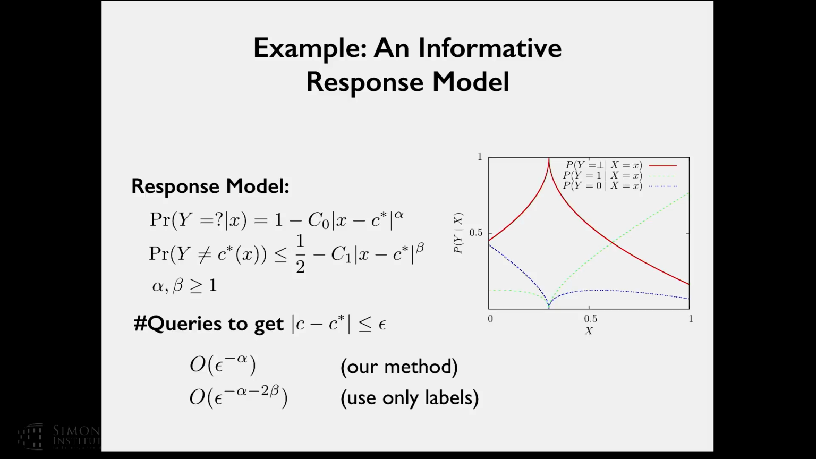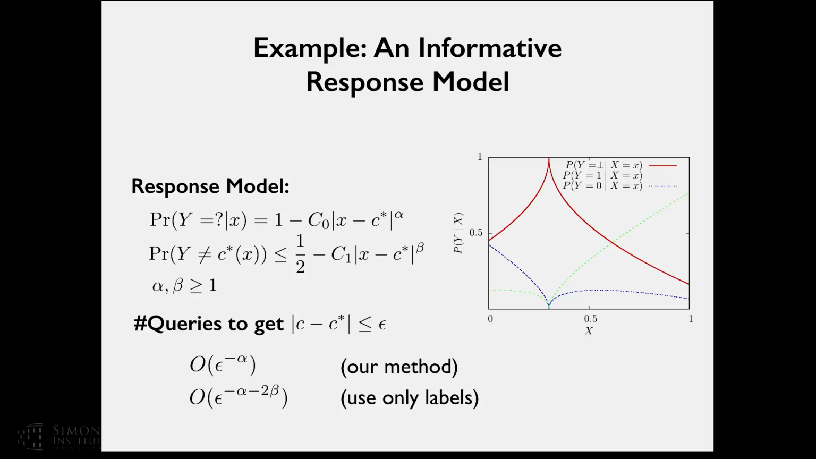minus alpha, okay? And if you just use labels, and if you throw out the abstentions, what you would get is O of epsilon to the minus alpha minus twice beta, right? Because essentially, you're throwing out the abstention. When you're really close, for each label, you need like 1 over epsilon to the alpha abstentions. So you're paying the abstentions, and you're paying to average the labels, and you need a lot of queries, right? Whereas here, what our method is doing is essentially using the signals from abstention, and as a result, it's doing much better.